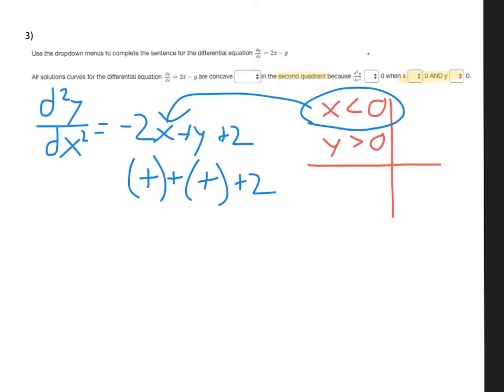So my second derivative is going to be positive when x is negative and y is positive, thus making us concave up, because the second derivative is positive. All right, on to the next part.